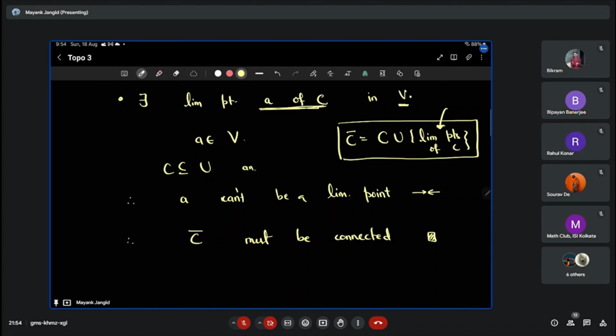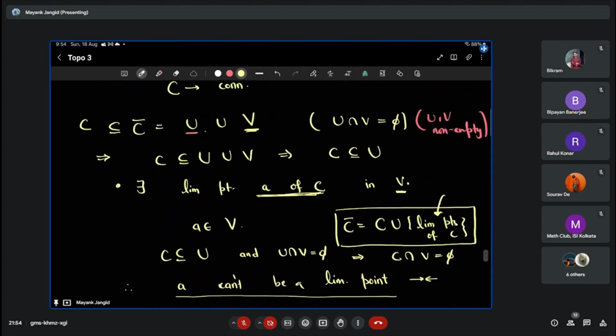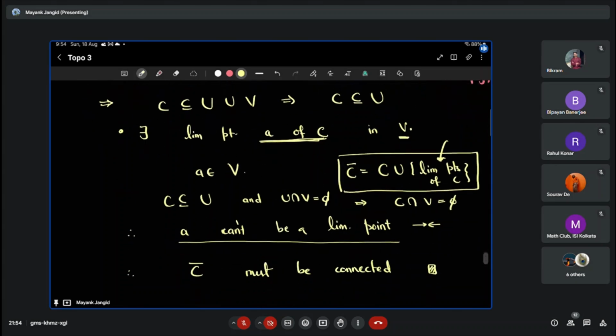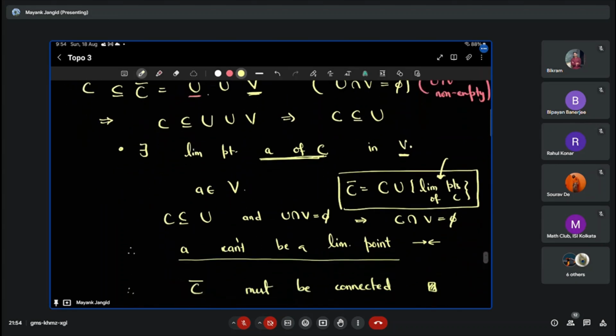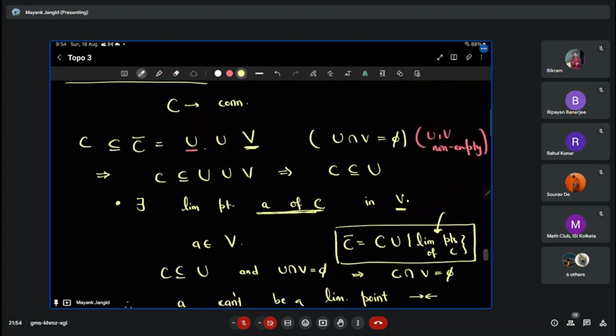But since C lies completely in U, and U is disjoint from V, therefore C intersection V is also empty. Therefore, A can't be a limit point. And hence this contradicts the fact that V is non-empty. So is it clear now?